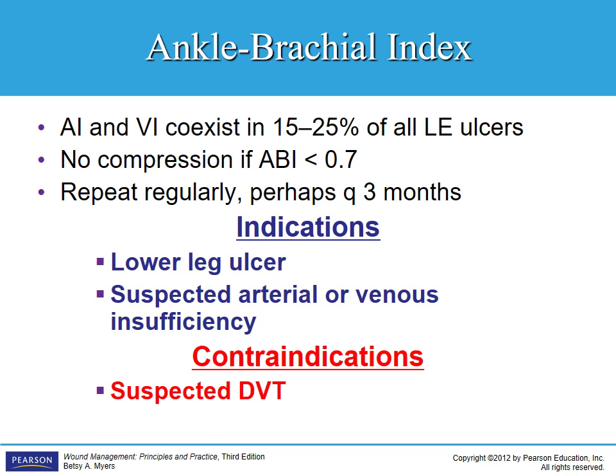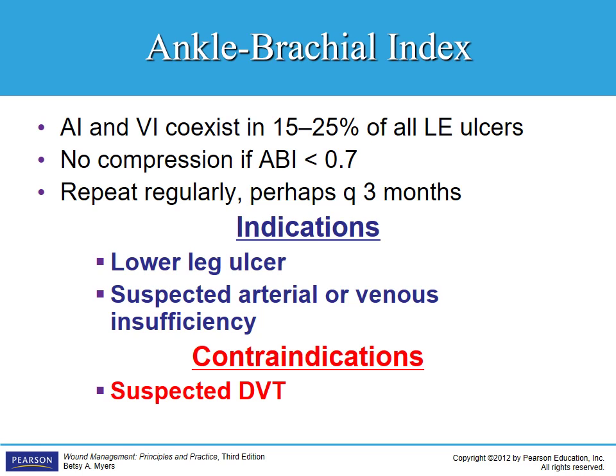Okay, we've already talked about the ABI. You guys know how to do that. As I said earlier, arterial and venous insufficiency coexist in about 15% to a quarter of all lower extremity ulcers. So you have both, which is why the ABI is so important. If the ABI is less than 0.7, you really don't want to do compression. I have done it in the past, but I watched them very, very closely, and the compression wasn't as tight as I would do. I would do a wrap that wasn't as tight as a normal compression if the ABI was that low. And again, I watched them very closely, and I don't do the compression for the number of days that I would normally do it if I know that somebody has a low ABI.